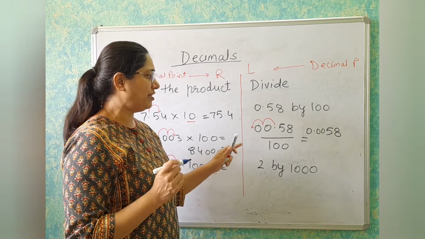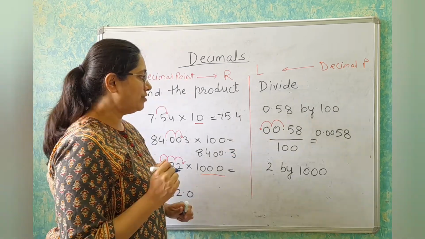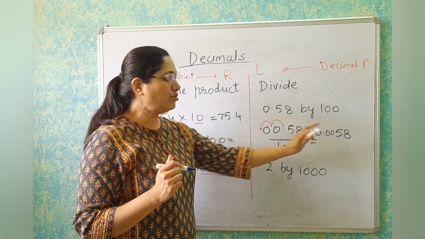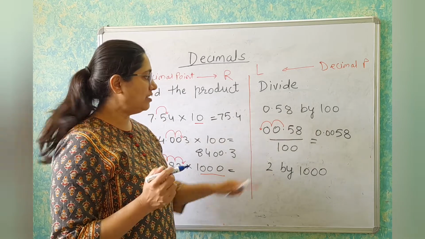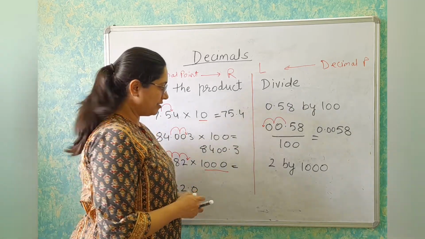As you know, whenever we divide any number, the quotient becomes smaller. 0.58 is the dividend and 0.0058 is the quotient, and this is smaller than this number. Let's take one more example.